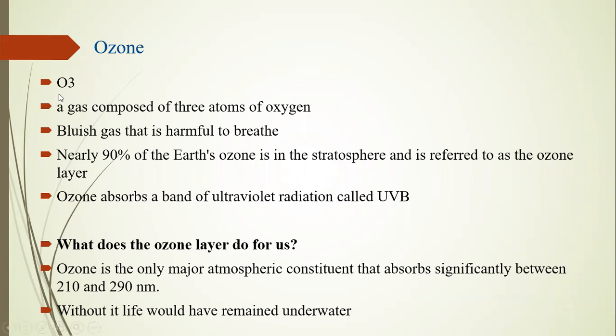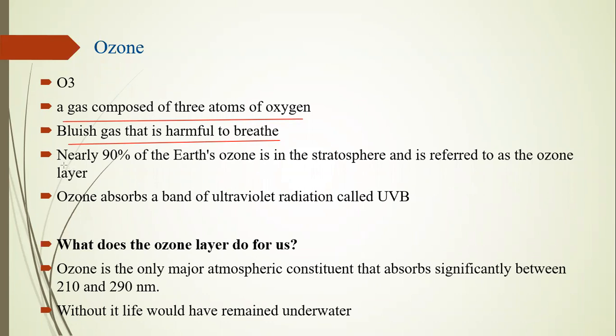What is ozone? Ozone is a gas composed of three atoms of oxygen. It is a bluish gas that is harmful to breathe. We cannot take in O3 when we breathe because it is very harmful. Here we take oxygen from the atmosphere to breathe, which contains only two molecules of oxygen. If the molecule has three, we cannot breathe it because it is very dangerous to our breathing system.